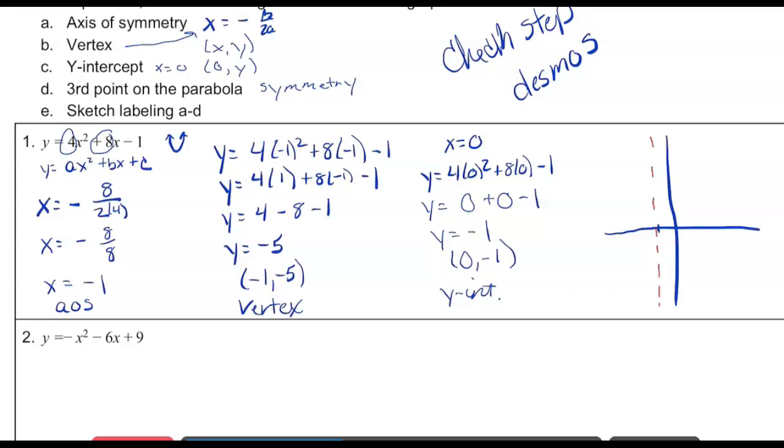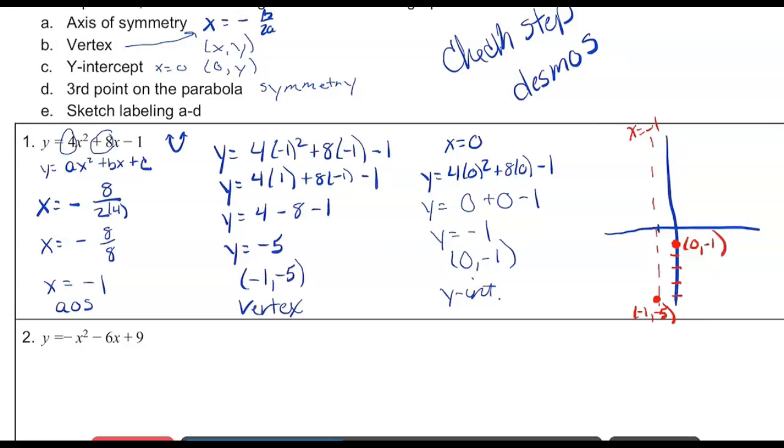My vertex, and I'm going to go ahead and label that, x equals negative 1. My vertex is at negative 1, negative 5. So I'm going to negative 1, negative 5. 1, 2, 3, 4, 5. Should be right here. I'm going to go ahead and label that, negative 1, negative 5. My y-intercept, though, is at 0, negative 1. So my y-intercept is here. And this is where we get that third point.